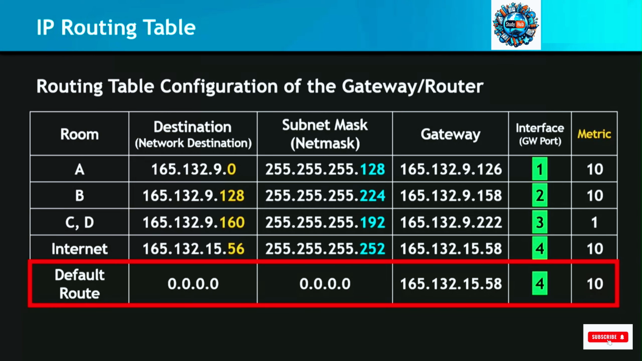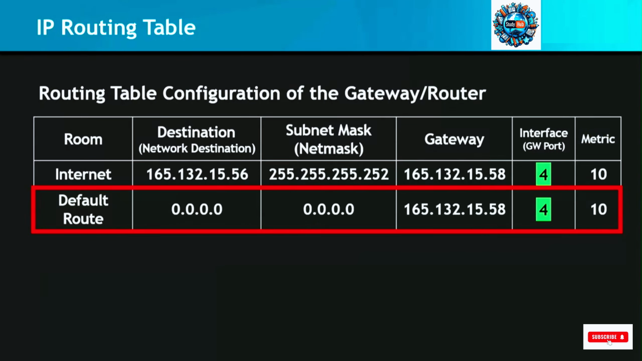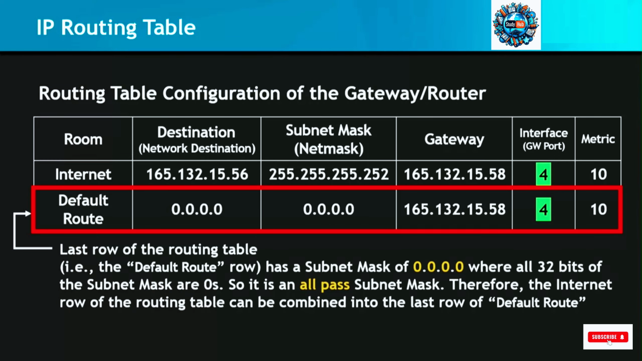Now, if you look at the bottom row, it says the default route. The routing table configuration for the internet and the default route rows are shown right here. As you can see, they have the same gateway IP address and the interface, number 4. The last row of the routing table is the default route row. And it has a subnet mask of all zeros, where all 32 bits are zeros, which means that it's fully opened up. It's an all-pass subnet mask.